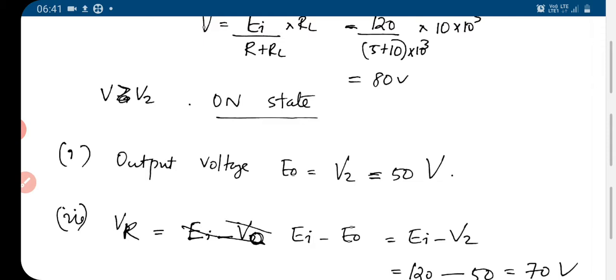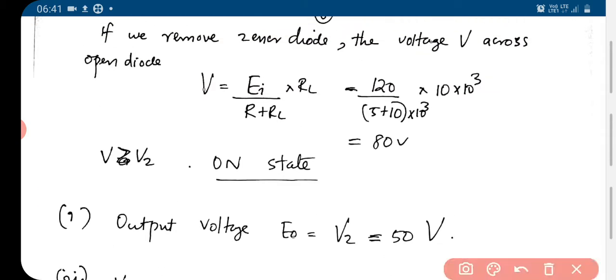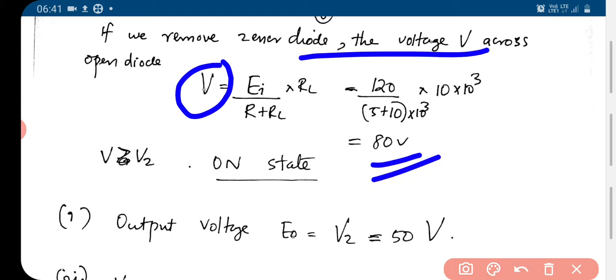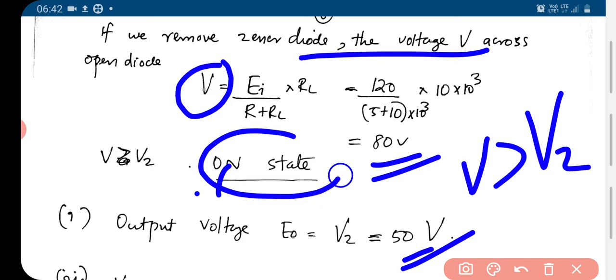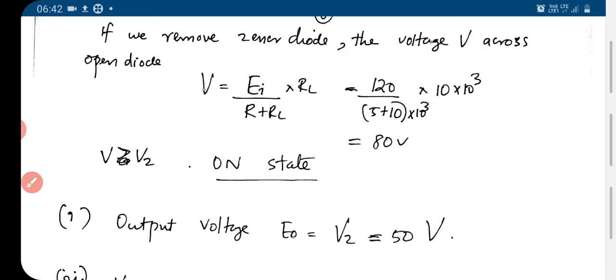Since the voltage that we now calculated appearing across the Zener is 80 volt, V is greater than Vz, which is 50 volt. So the Zener is now in the on state. So calculations can be done by considering the Zener as in the on state.